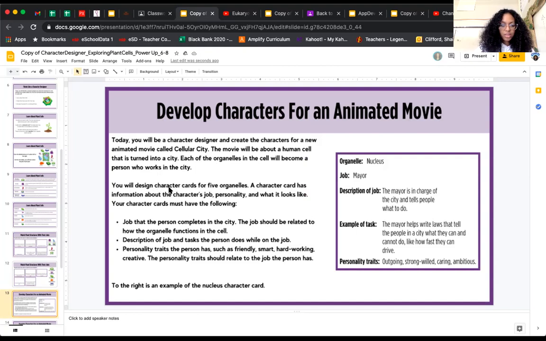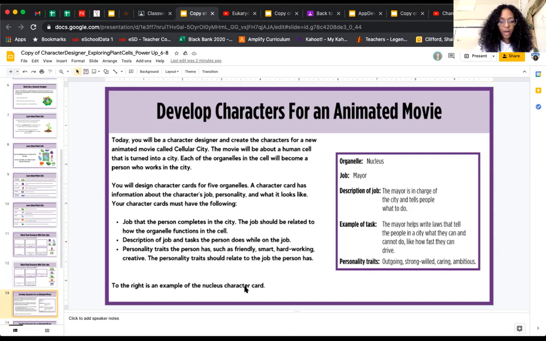So you can design character cards for 5 different organelles. A character card has information about the character's job, personality, and what it would look like. Your character cards must have the following: the job that that person or organelle completes in the city. The job should be related to how the organelle functions in the cell. Description of the job and tasks the person does while on the job. Personality traits the person might have, such as being friendly, smart, or hardworking. This personality trait should also relate to the job that they have as an organelle.